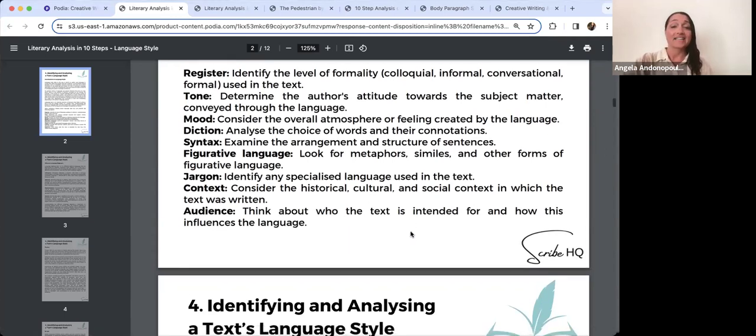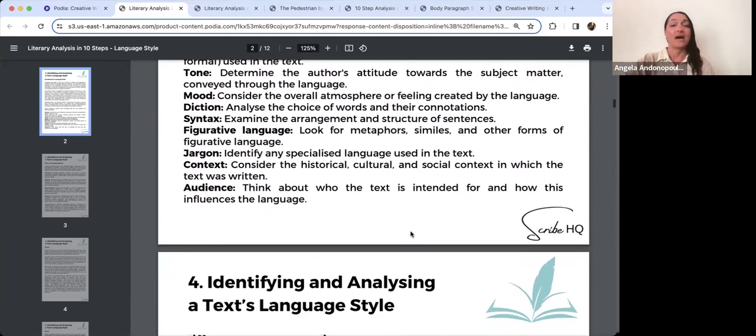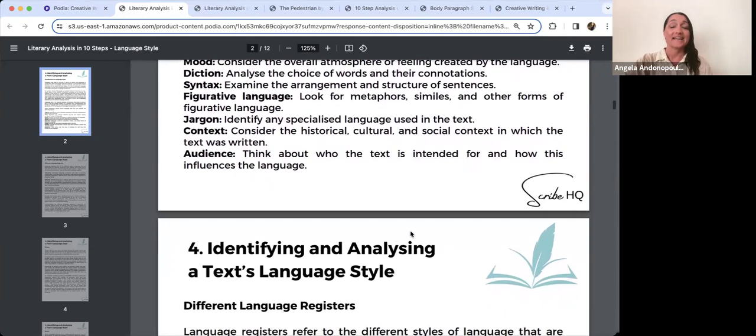And then the other aspect that's really important when we're thinking about the language style for this text is figurative language. You'll notice that it's prose, so it's using a lot of metaphors, similes, personification, imagery. It's quite an image-driven piece. So we'll also look at those elements as well.